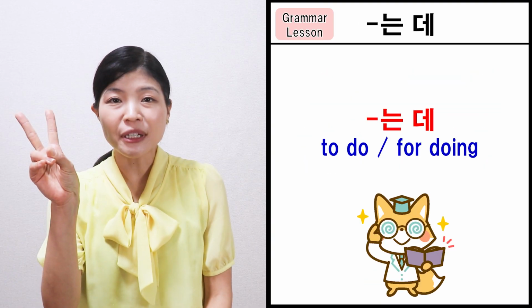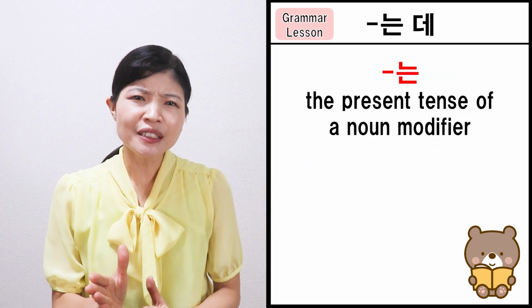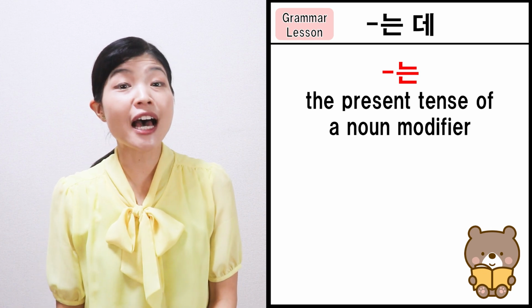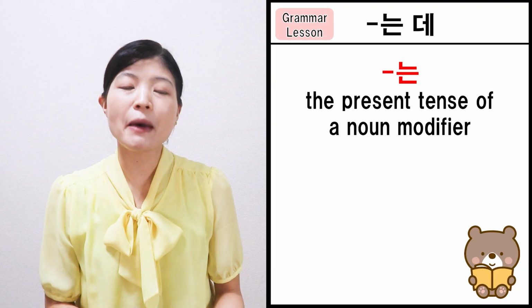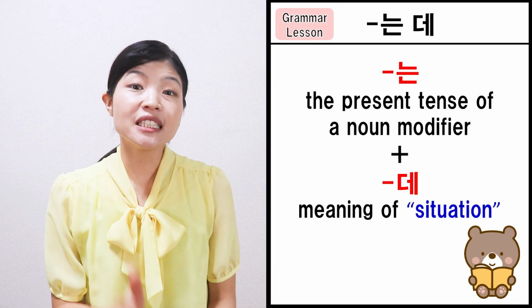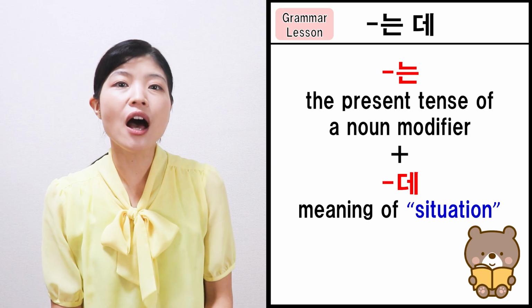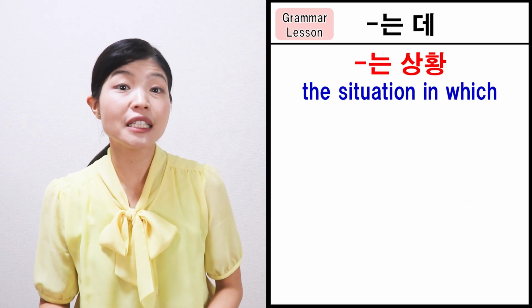The second grammar is 는데, to do, for doing. Here, 는 is the present tense of a noun modifier. Do you remember? This grammar is formed by adding 데, which means situation. Therefore, this 는데 is similar to the concept of the following grammar. 는 상황, the situation in which.